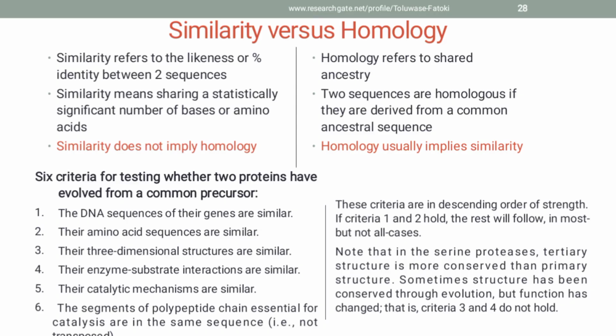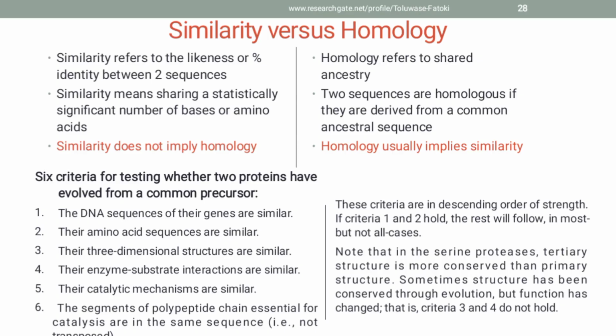For us to establish that two proteins are homologs, there are criteria that we have to establish for the two proteins. There are 6 criteria listed there. Number 1, the DNA sequence of their genes must be similar. Number 2, the amino acid sequence also must be similar. Number 3, their 3-dimensional structures must be similar. That is, for protein A and protein B, the configuration of the structure and the conformation has to be similar.